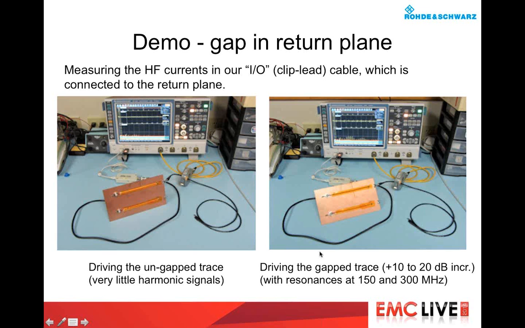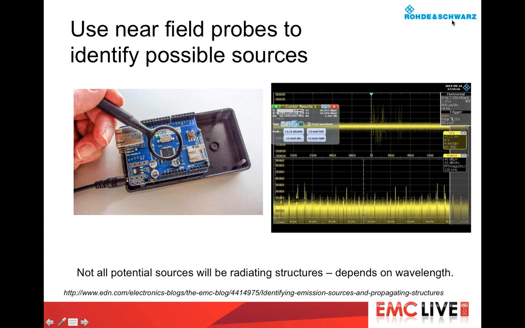So what do you do about troubleshooting radiated emissions? We use near-field probes, and we identify possible sources using those, but not all structures that we measure are really going to radiate. It depends on the wavelength of the structure. And I blogged on this. There's a reference at the bottom of the page here that you might want to go to.